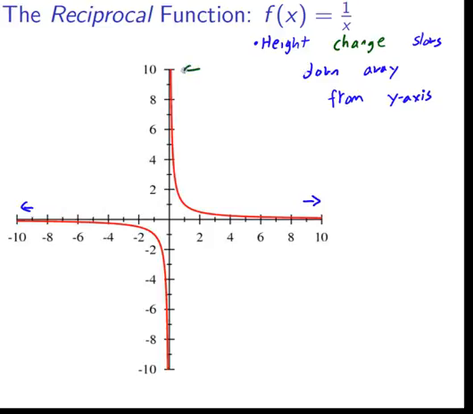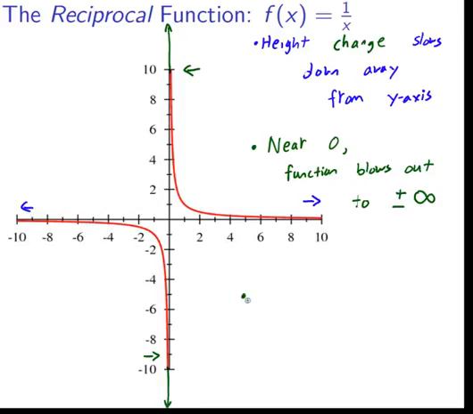But as we get closer and closer to the y-axis, the height is going to blow out. So near zero, the function blows out. And by that I mean it blows out to either positive or negative infinity. As we approach zero from the right side, we blow out to positive infinity. As we approach from the left side, we blow out to negative infinity.